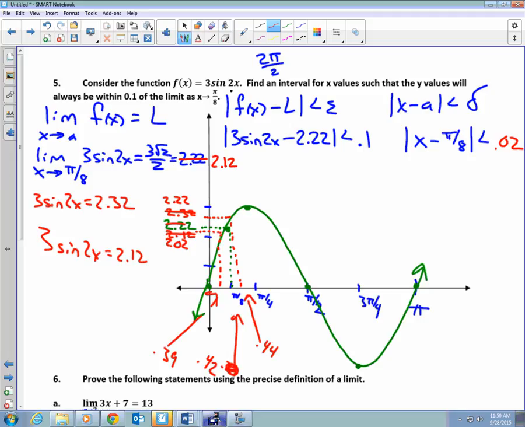Okay, sorry about that. But that's what we do, and we solve in that fashion. You can see where your f of x, your L, and your epsilon are. Shoot, I should have remembered 2.12. But Ms. Nelson does, and I will get some for you, okay?